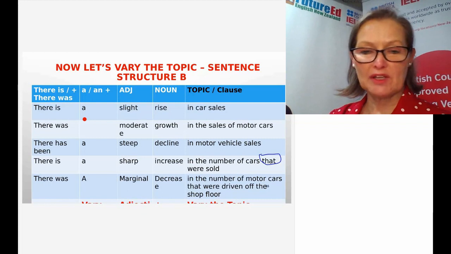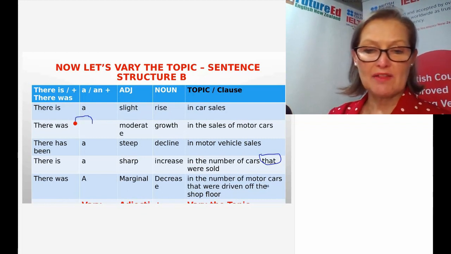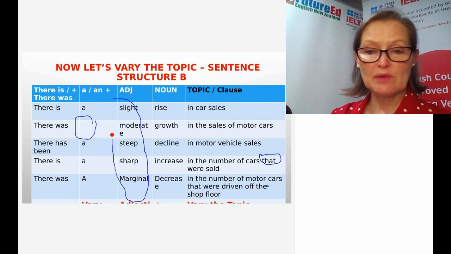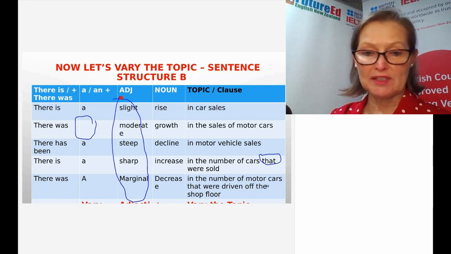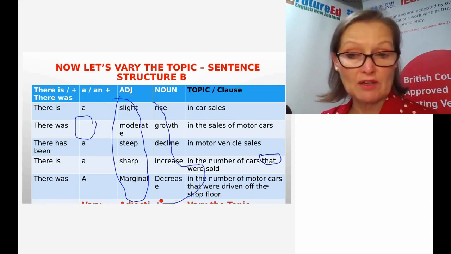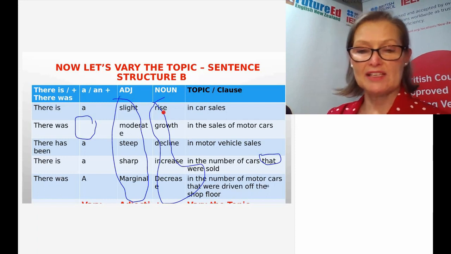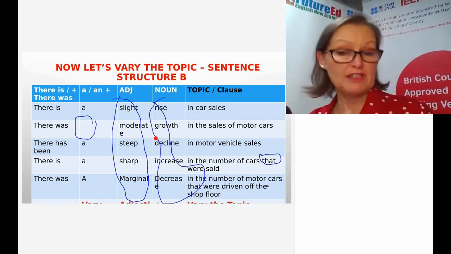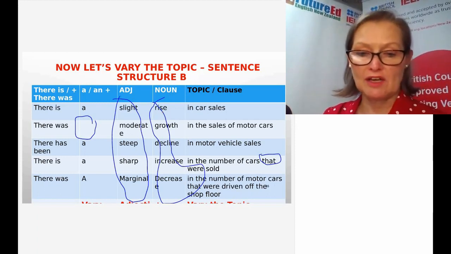So once again, we're going to notice that there was moderate growth with no article. Once again, we're varying our adjective according to the gradient of our graph. And once again, we are selecting different verbs. Sorry, different nouns. These are nouns now, different nouns, varying my vocabulary.